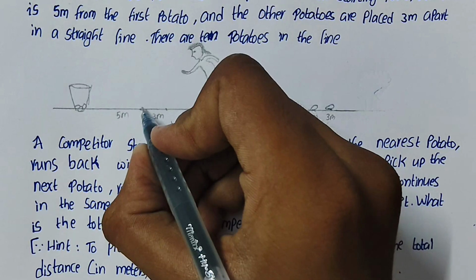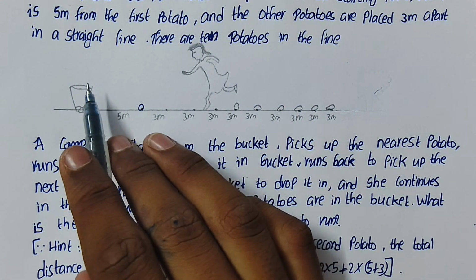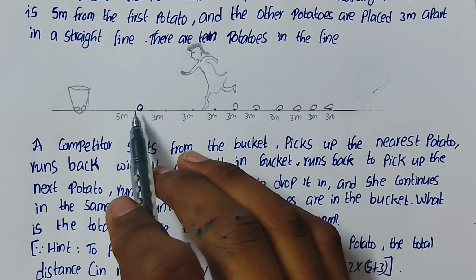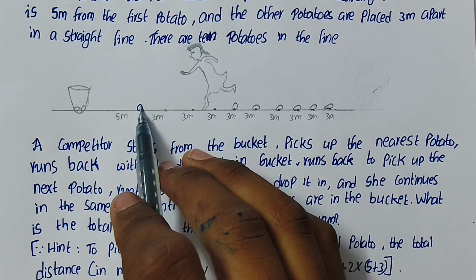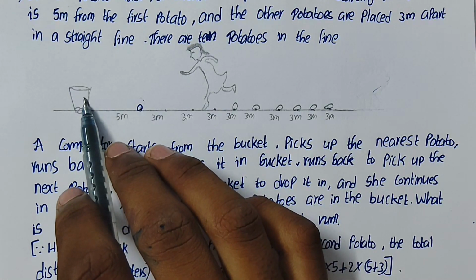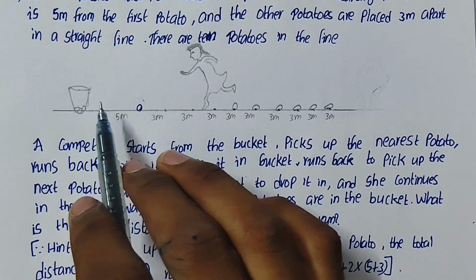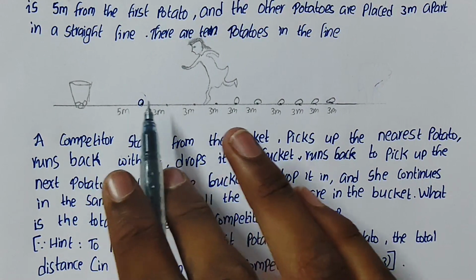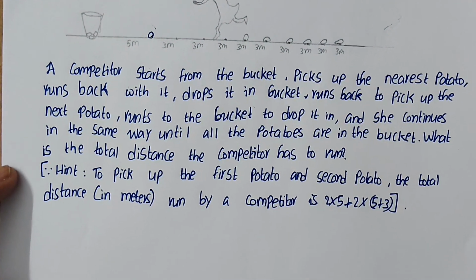Suppose let us think there is a potato here. From the bucket onwards, she comes to pick up the potato here and again goes to put it in the bucket. So she roamed here and there 2 times. So 2 into 5, and also 2 into 5 plus 3. So like that, let us solve the problem.